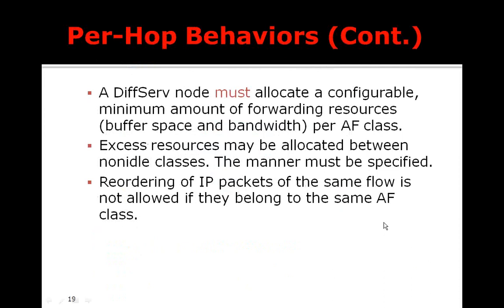So a DiffServ node must allocate a configurable minimum amount of forwarding resources, buffer space and bandwidth per AF class. Excess resources can be allocated between non-idle classes. So again, if there's situations where a class is not utilizing all the bandwidth that we've set aside for it, that bandwidth does not go unused. It can be used by another class.